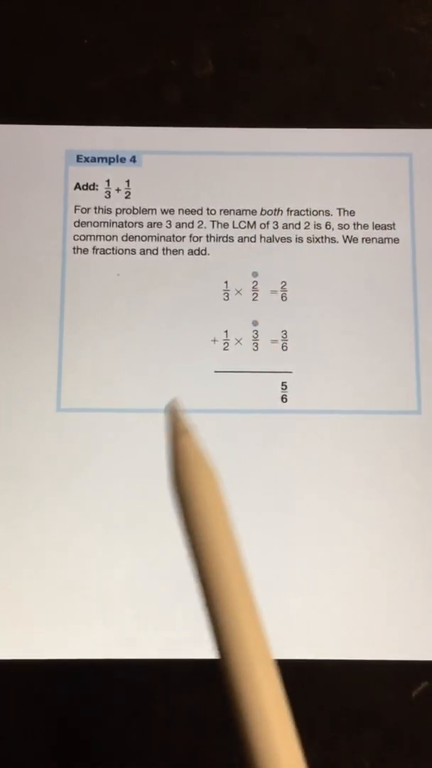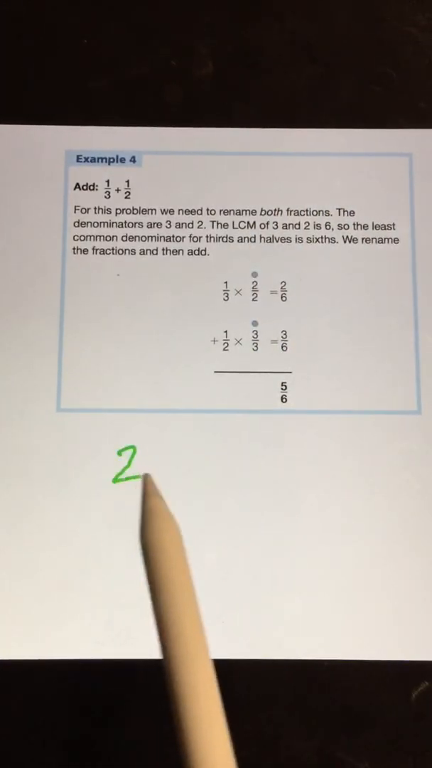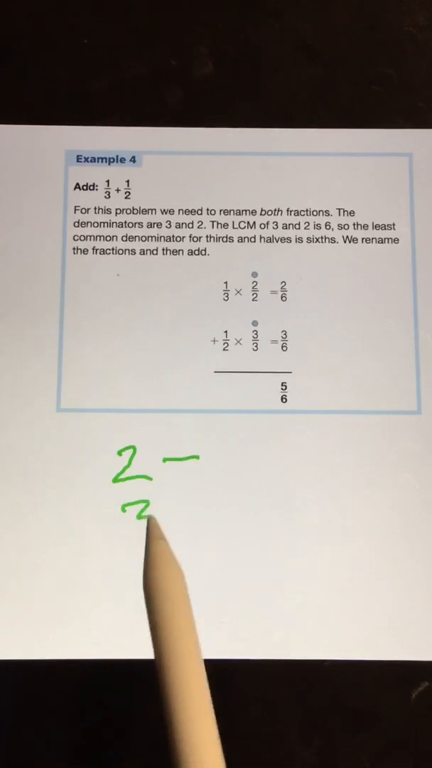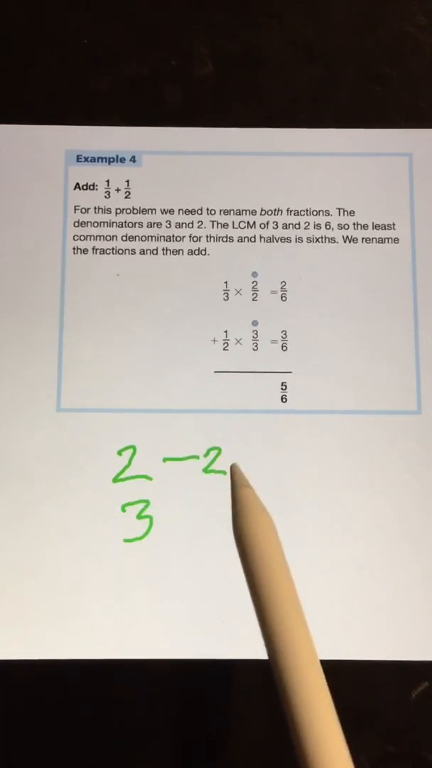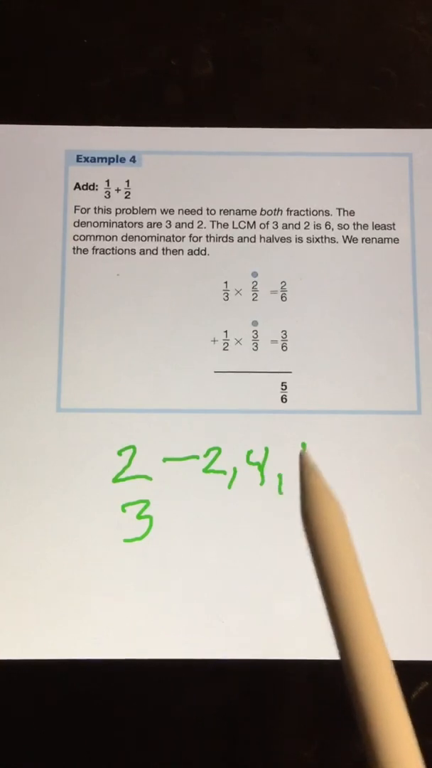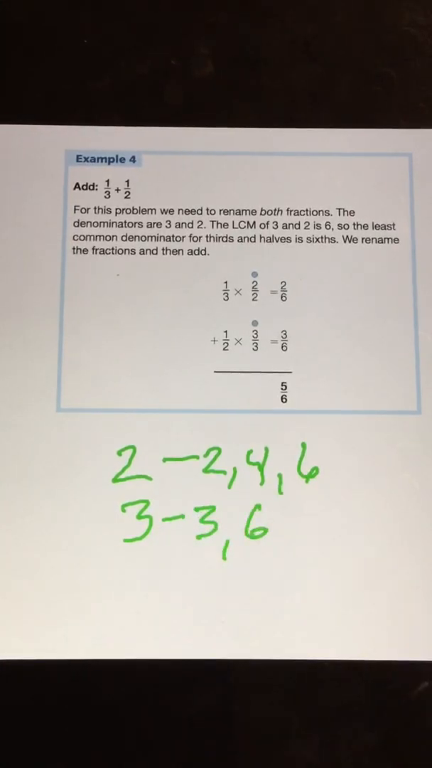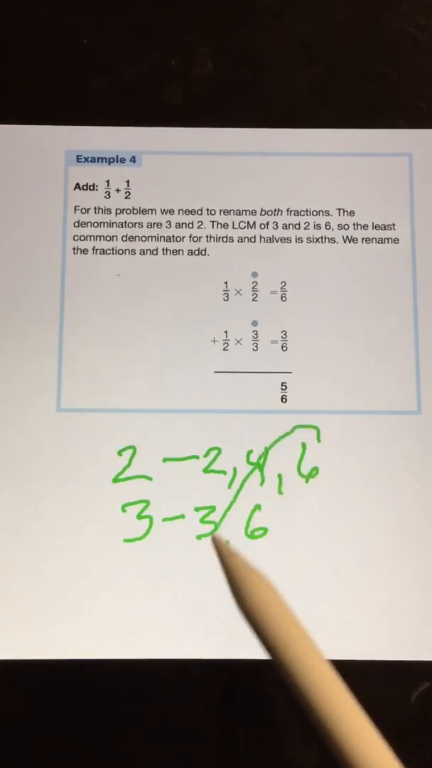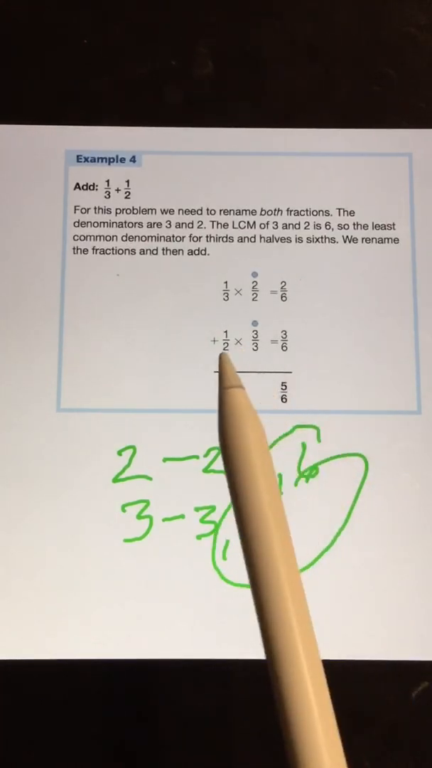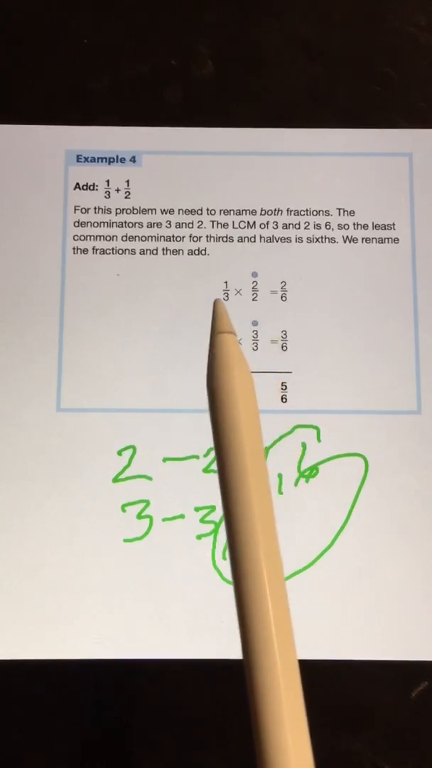When I'm finding the least common multiple, you can either lay it out or you may know it in your mind. I could go 2, 4, 6. Here I could go 3, 6. Do my multiples. My least common multiple is 6. So I need to change both fractions.